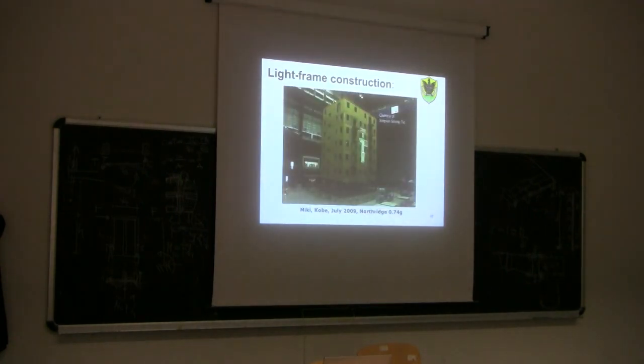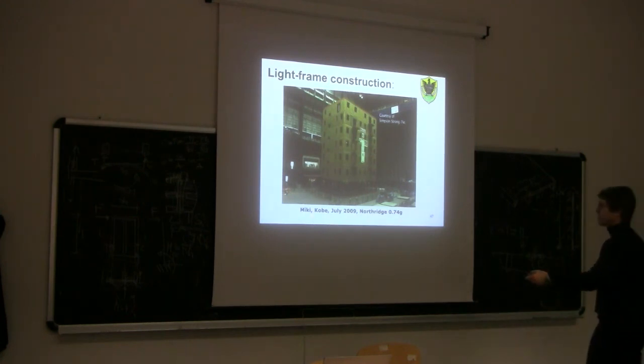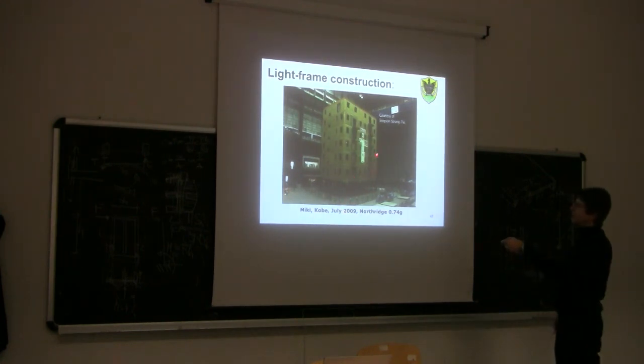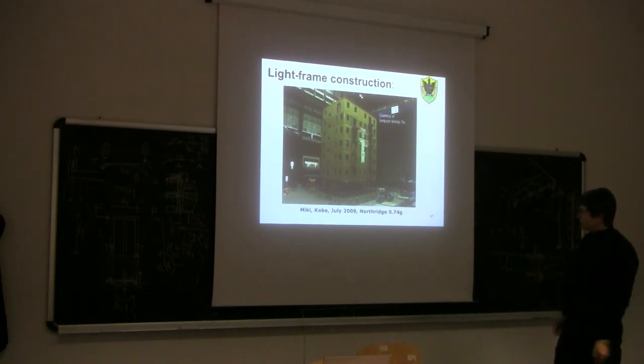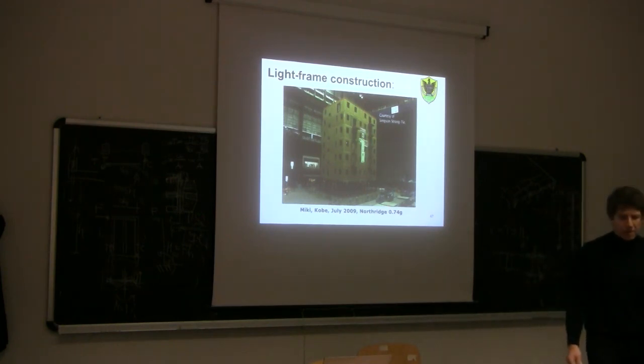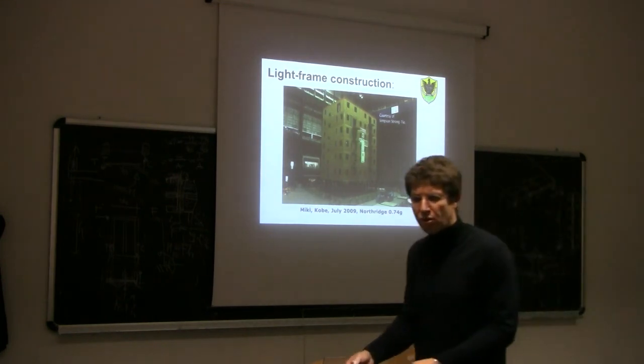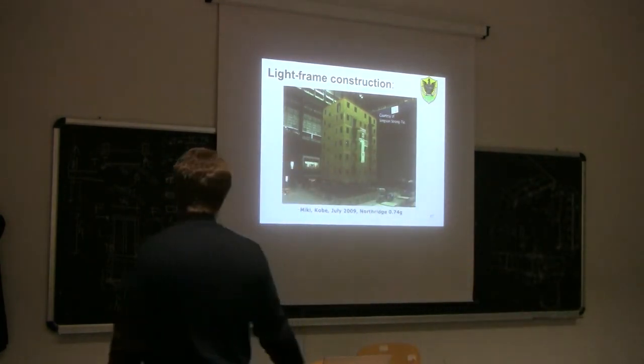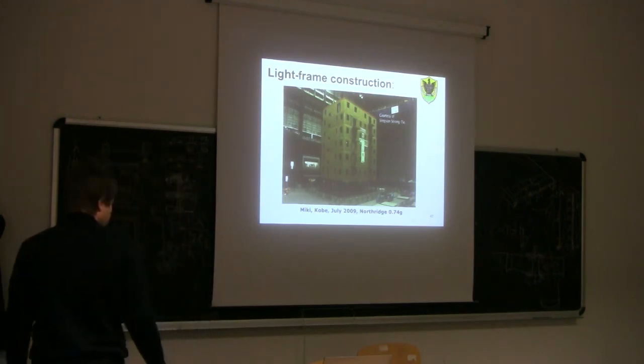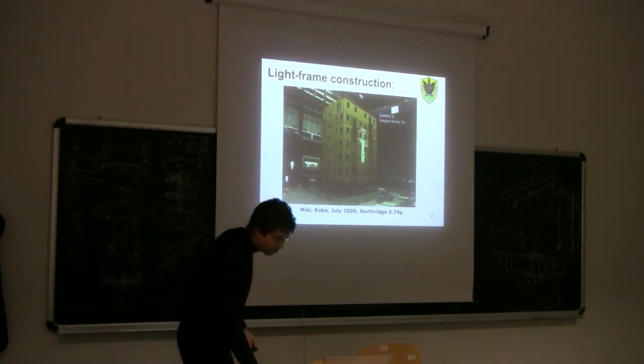Okay, so this is the test that I was mentioning before. This test, on a light frame construction, was carried out on the strongest and largest shaking table in the world, which is in Japan. It was carried out in July 2009 under the Northridge earthquake, at 0.74 g acceleration. I would say significantly stronger than the one we had in L'Aquila. So it was a good test to do.